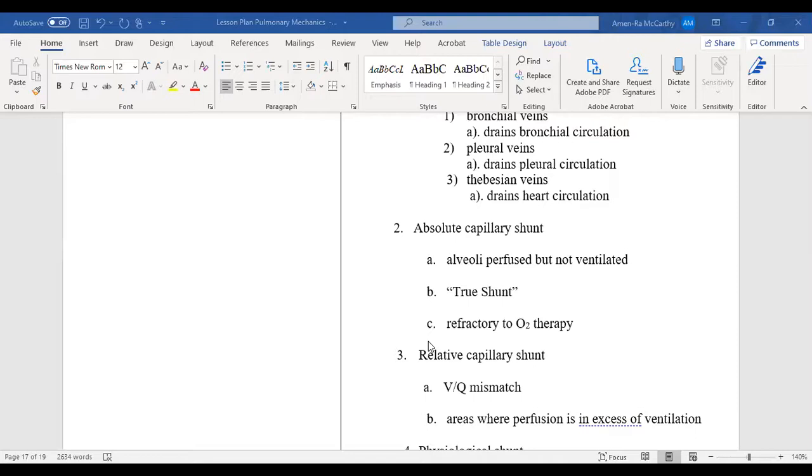Now, I want somebody to tell me in the chat, what does refractory mean? Find out what refractory means and let me know in the chat, because it's very important. This is a very important term that you're going to have to deal with as well when we get into oxygen therapy. But what does it mean that the true shunt is refractory to oxygen therapy? I'll give you a moment to find that. I'm going to pause the video while you find that answer.